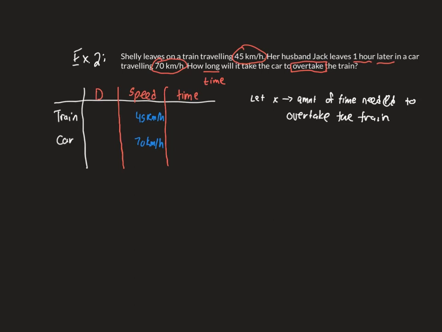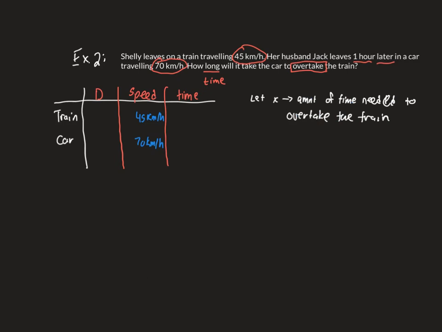Okay. Now you can make x represent anything you want. I mean, you can also make it represent how long the train was traveling for, or how long the car was traveling for. It doesn't really matter. You just need to make sure you make x represent something. And it's very important you write down this representation statement, because without it, x would not mean anything.